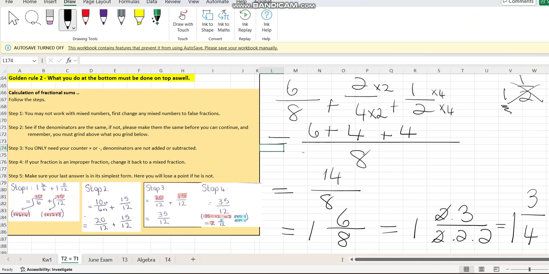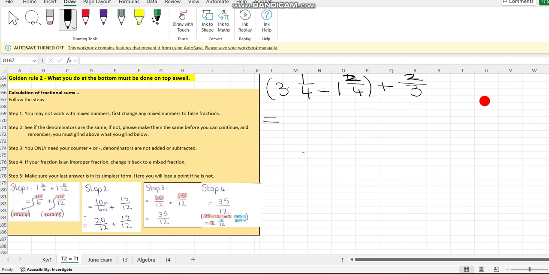So the next one I want to show you is this. So now you've got brackets involved. So you still follow BODMAS. Even if it's fractions, you still follow BODMAS. So brackets first.